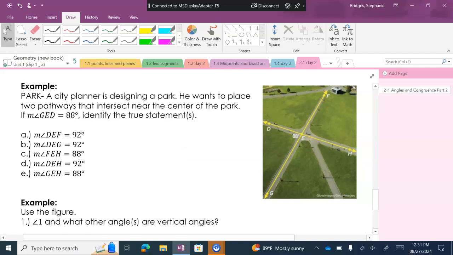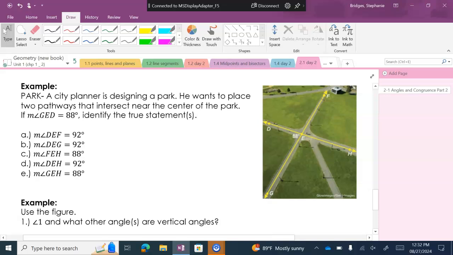All right, look at your picture. I'm going to let you work on this. A city planner is designing a park. He wants to place 2 pathways that intersect near the center of the park. If the measure of angle GED, so look at your picture, find angle GED, it's 88 degrees. It's actually already labeled in your picture. Does everybody see where the 88 degrees is in your picture?